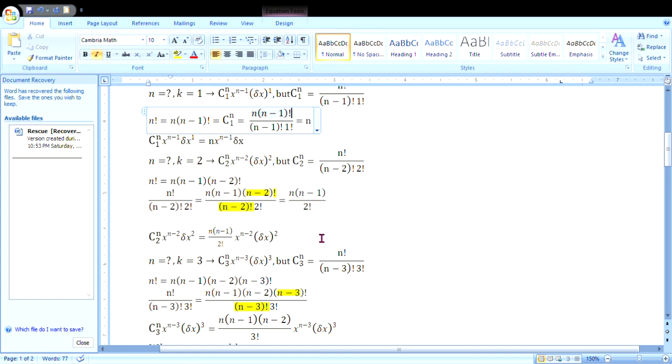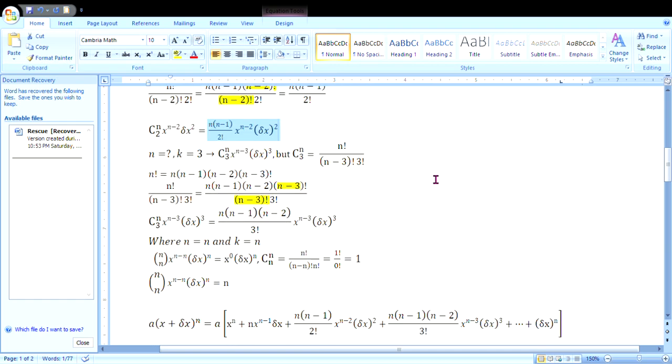Okay, so the expression for when k is equal to 2 is n into n minus 1 over 2 factorial, s raised to power n minus 2, delta s squared. Now let's move on quickly. When k is equal to 3, the expression becomes n combination 3, s raised to power n minus 3, delta s raised to power 3.